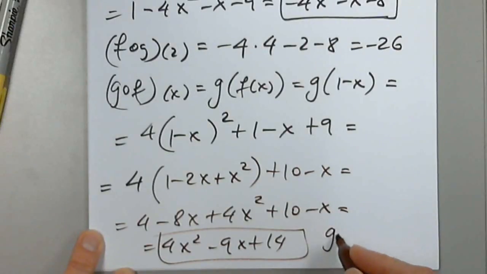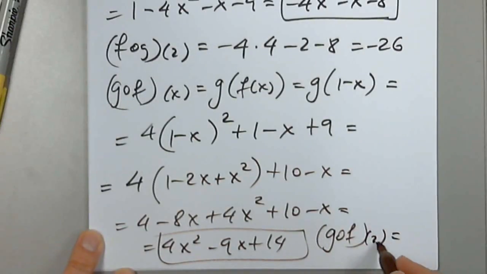And now you have to find g comma f of 2 by just plugging in 2. Yes. Is this okay? Yes.